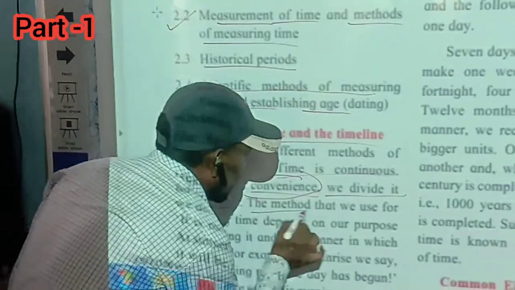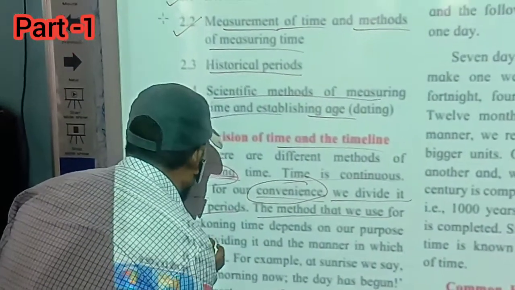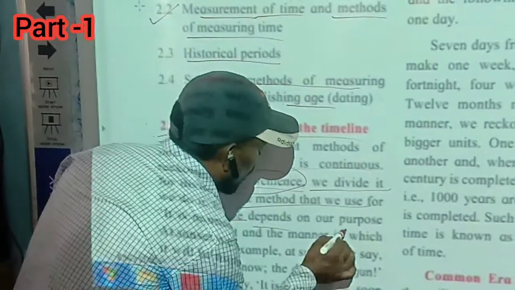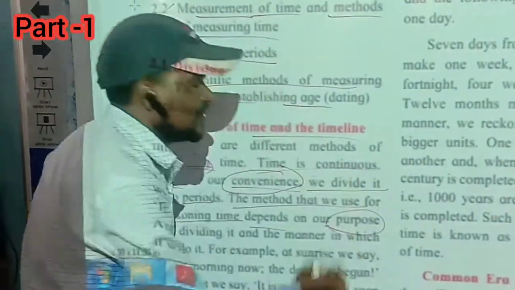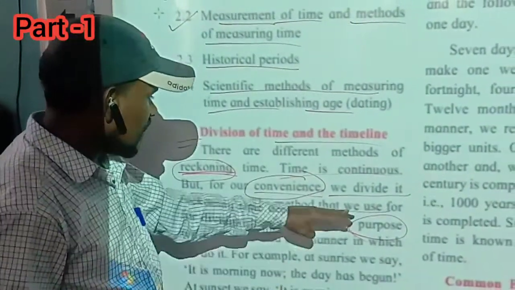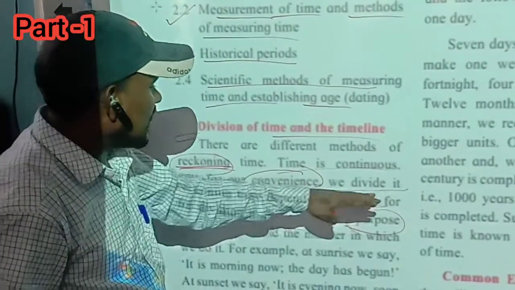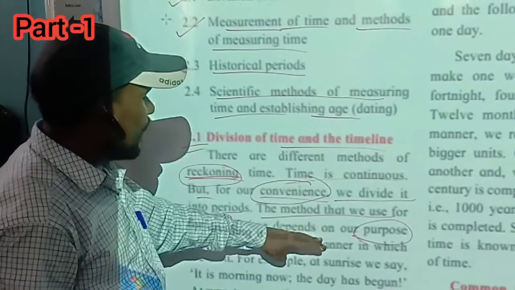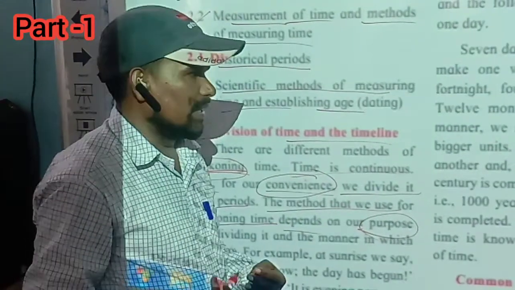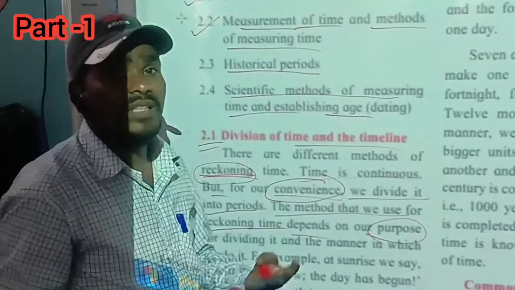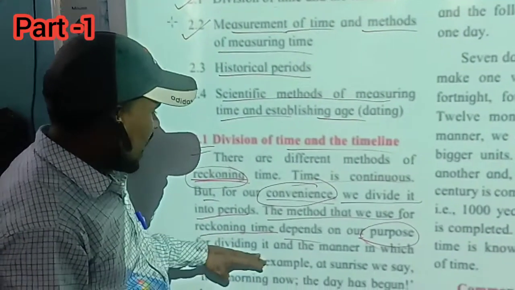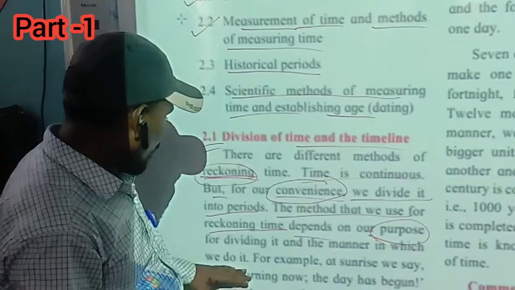The method that we use for reckoning time depends on our purpose. What is our purpose? It depends on that, for dividing it and the manner in which we do it.